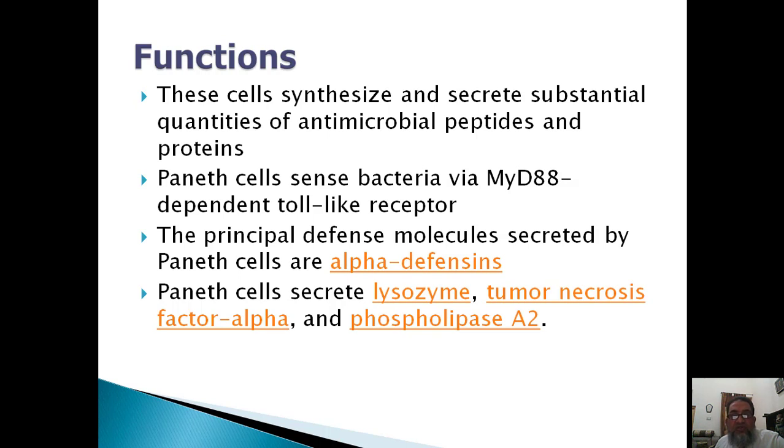Alpha-defensin is the secretion produced by the principal Paneth cell. Paneth cells also secrete lysozyme, tumor necrosis factor alpha, and phospholipase A2. These are all necrotizing enzymes for the incoming pathogens. So the whole function of this Paneth cell is a defensive mechanism, through secretion of various antimicrobial peptides and enzymes, as well as lysozyme, tumor necrosis factor alpha, and phospholipase A2.